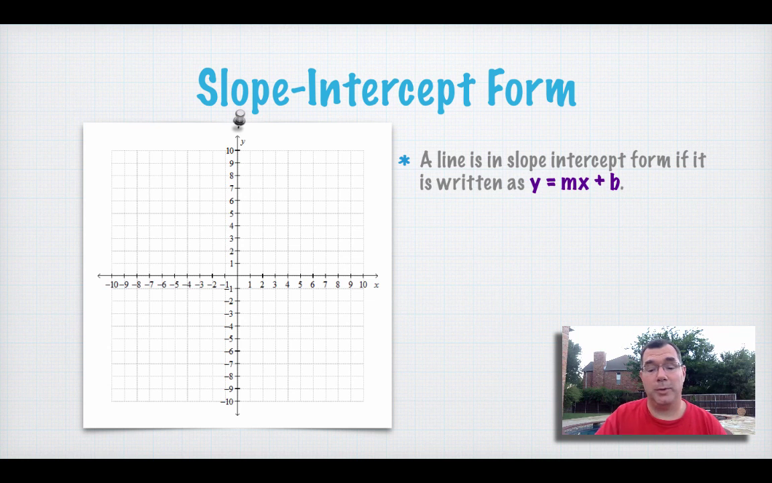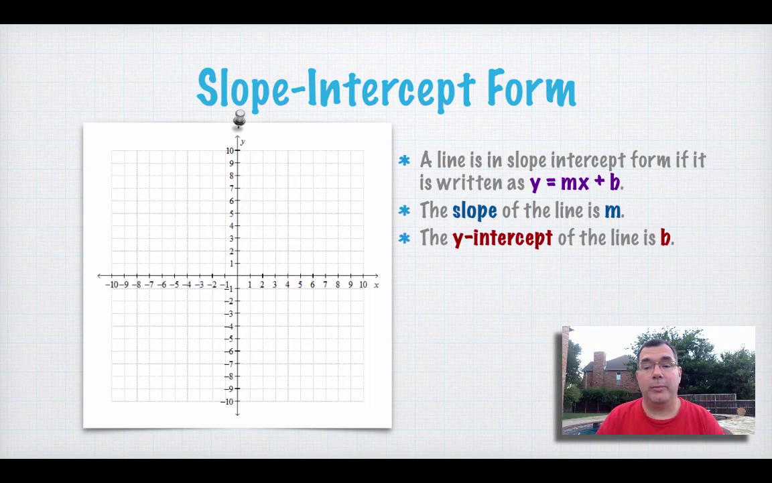So your y is going to be a y, your x is going to be an x, but the other two letters are going to be replaced with numbers. So whatever number replaces m, that's going to be the slope of your line, and whatever number replaces b, that's going to be the y-intercept of your line. That's going to be where the line crosses the y-axis.